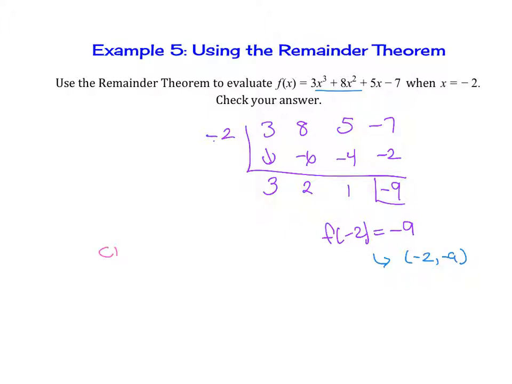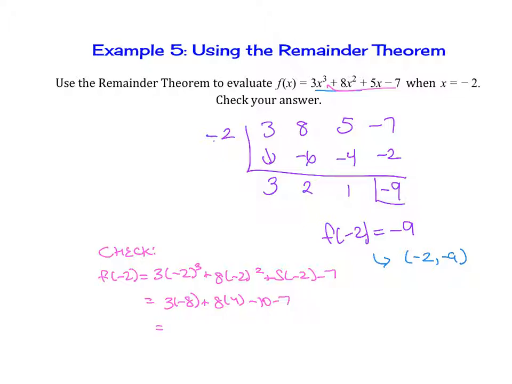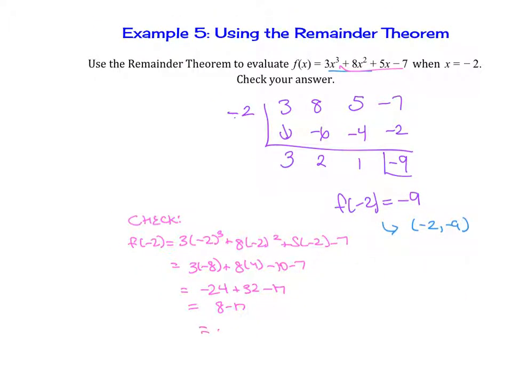So we're going to do a check. To do a check, we're going to plug negative 2 into the original function. So you'll see how synthetic division is really nice. So we plug it in: 3 times negative 2 cubed, plus 8 times negative 2 squared, plus 5 times negative 2, minus 7. So this is 3 times negative 8, plus 8 times 4, minus 10, minus 7. So this is negative 24 plus 32 minus 17. So this is 8 minus 17, or the answer is negative 9. Notice that we get the exact same answer.